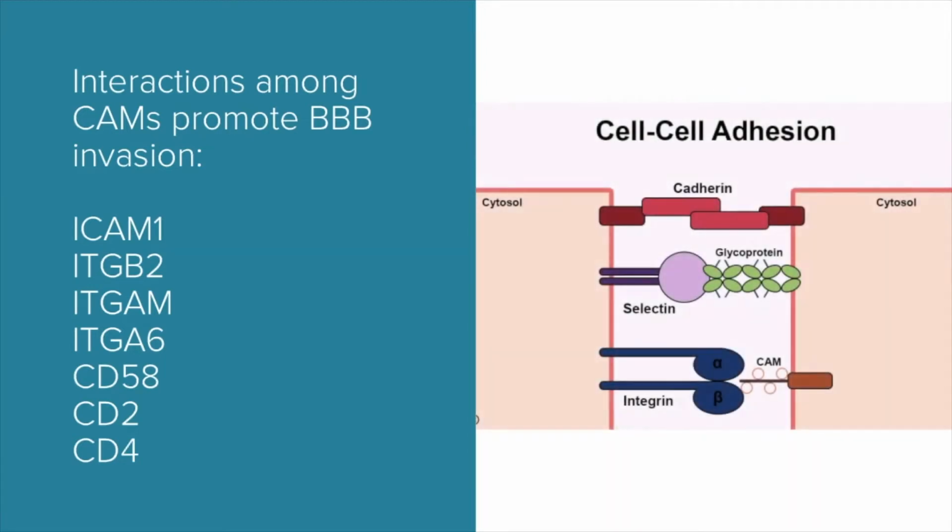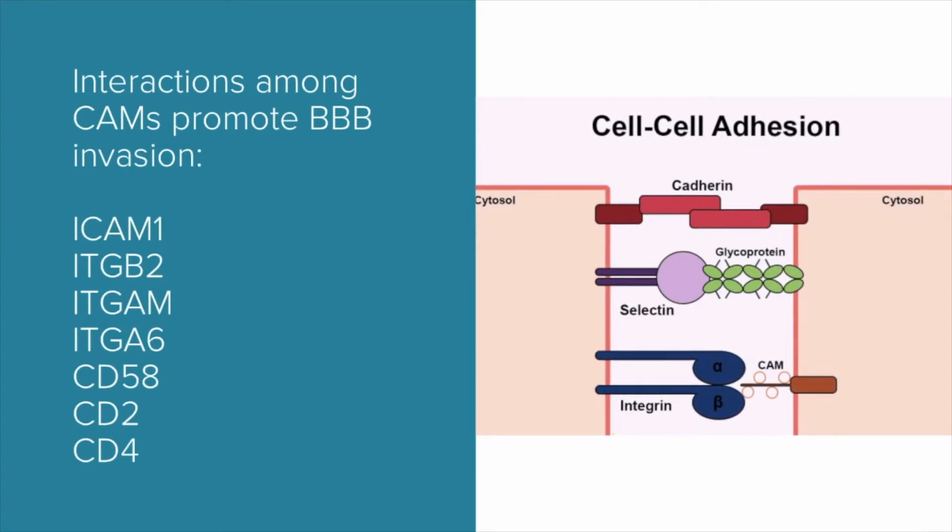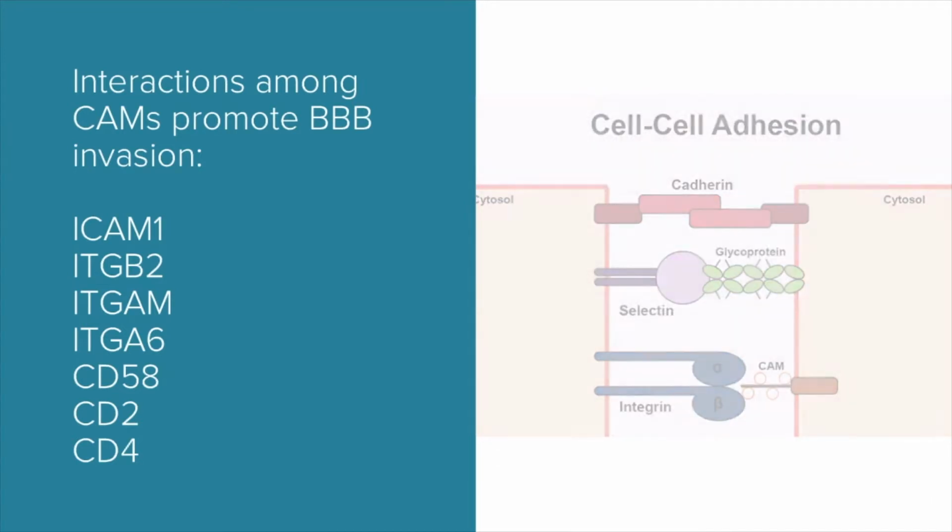Integrins are found on the surfaces of T cells, while ICAM1 is found on the endothelium of the blood-brain barrier. ICAM1 binds to integrins to allow T cell transmigration into the tissue. CD58, expressed by APCs, binds to CD2 on T cells to facilitate APC and T cell interaction. Similarly, CD4 on helper T cells acts as a co-receptor in T cell activation.